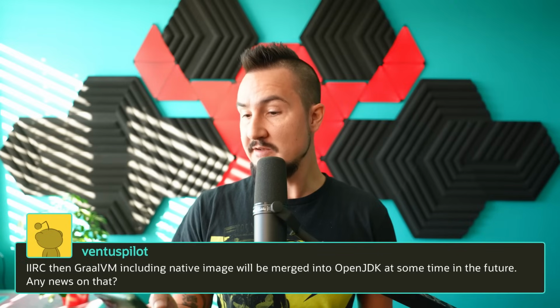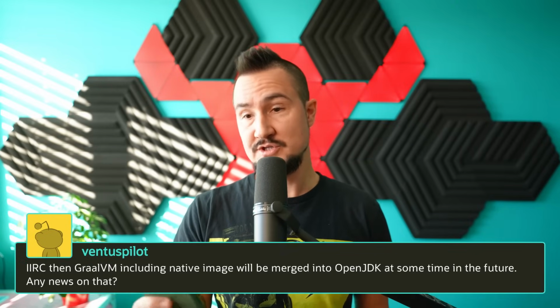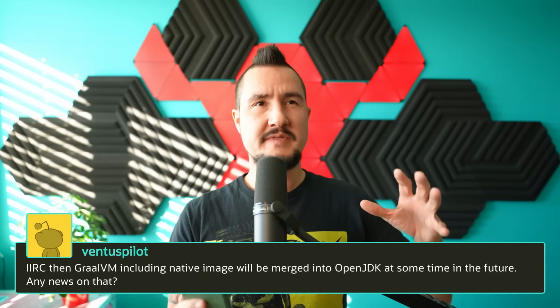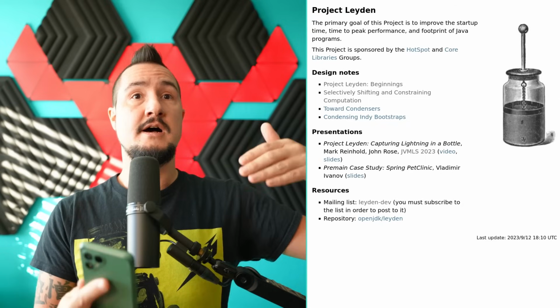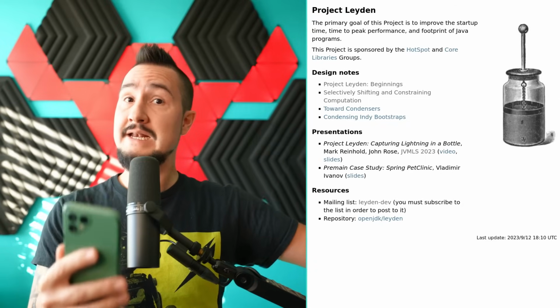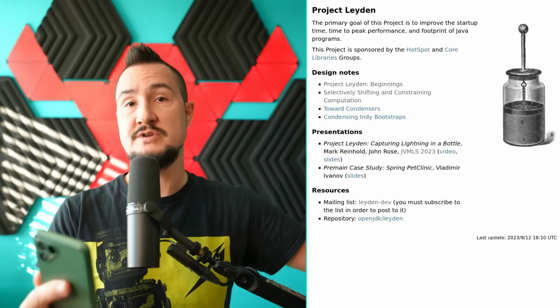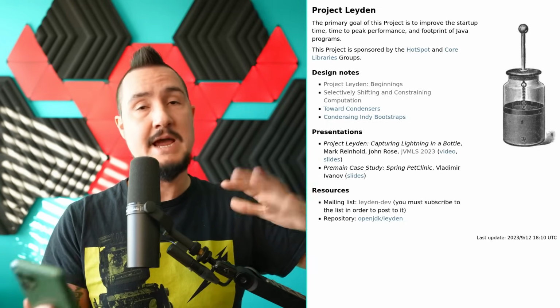Before we get to the last part with Stuart, I want to do a quick lightning round and briefly answer some more of your questions. If I remember correctly, GraalVM, including Native Image, will be merged into OpenJDK at some time in the future. Any news on that? So, I'm not sure that's quite the plan. I think Project Leiden is looking into developing a concept that might lead to eventually either Native Image being merged as is or something similar to Native Image being redeveloped in OpenJDK. I'm not sure what exactly the plan is there. Either way, check Project Leiden for news on that.